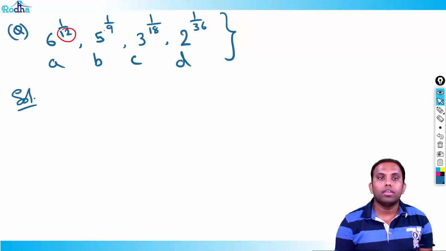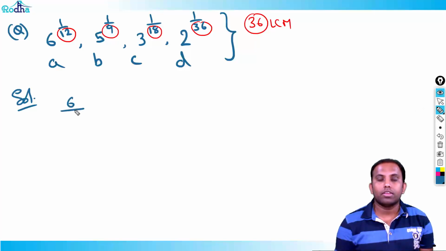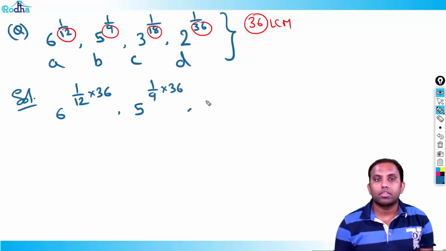So 12, 9, 18 and 36. Their LCM will be 36. Okay. So what you can do here is simply multiply all these numbers by 36. So 6 raised to 1 by 12 into 36, 5 raised to 1 by 9 into 36, 3 raised to 1 by 18 into 36, and 2 raised to 1 by 36 into 36.